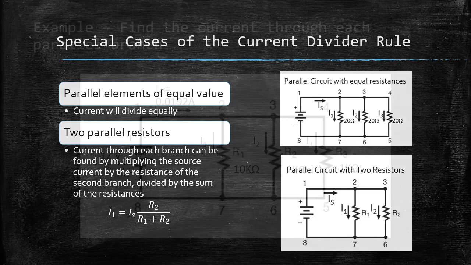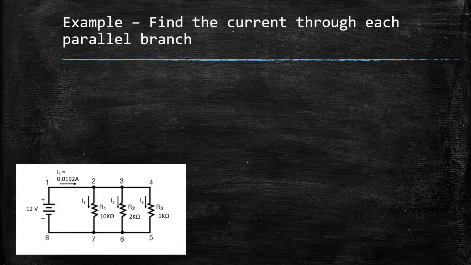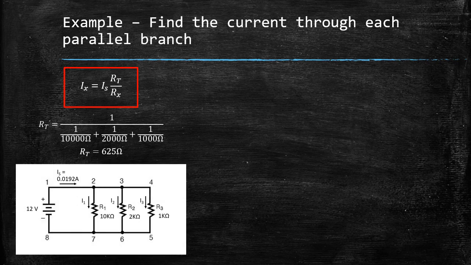Now for an example, find the current through each parallel branch of the displayed circuit. Remembering our equation, the first step is to find the total resistance across the branches, which we can see is 625 ohms. Now let's find the current in I1.